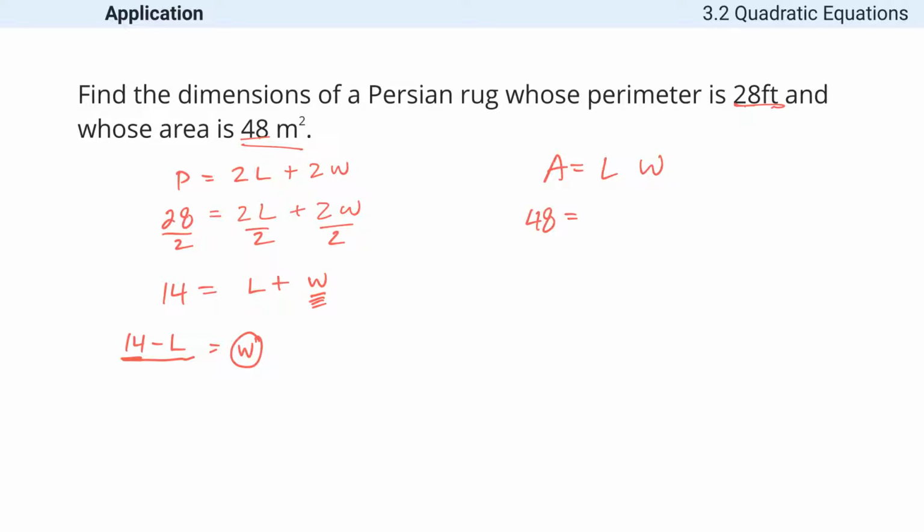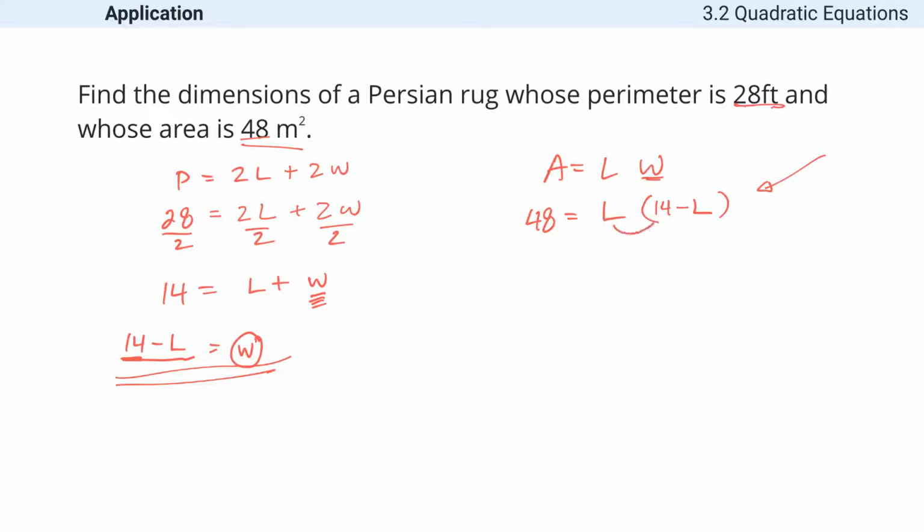And then I can start using this information here. They say W, and here's a W here, is 14 minus L. So I'm going to put that in for W. And then L, I'll just use L. And notice what I'm really going for here is an equation where I only have one variable. So I'm wanting to get rid of the W. Now it doesn't look too quadratic-ish yet, but it will.